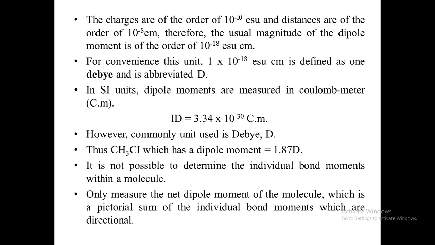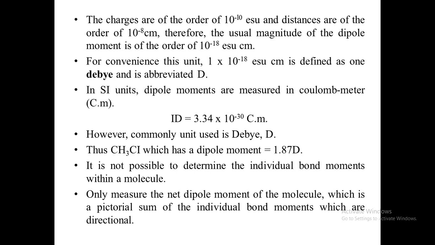So for the conversion of this small unit, an alternative unit was used, the Debye, abbreviated as D. One Debye is equal to 10 raised to power minus 18 ESU centimeter. Commonly the unit used is the Debye. The dipole moment for the molecule methyl chloride is 1.87 Debye.